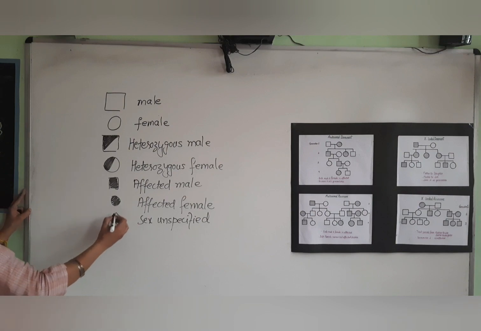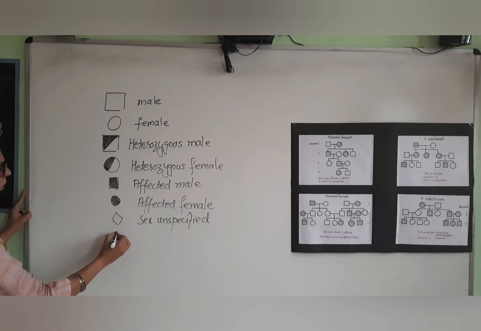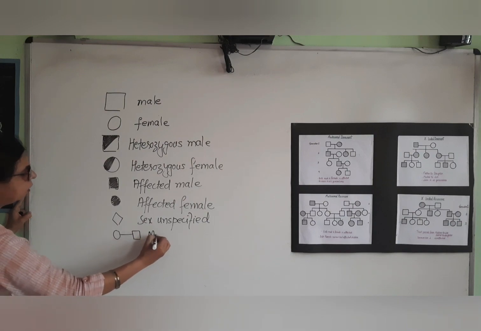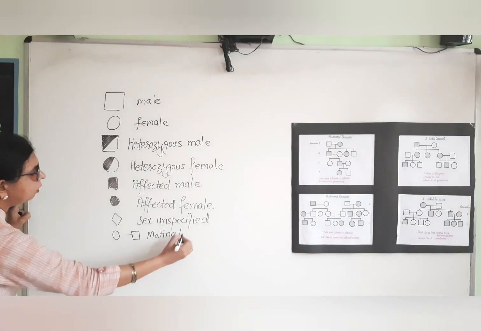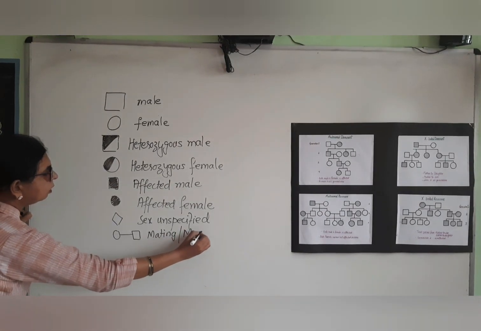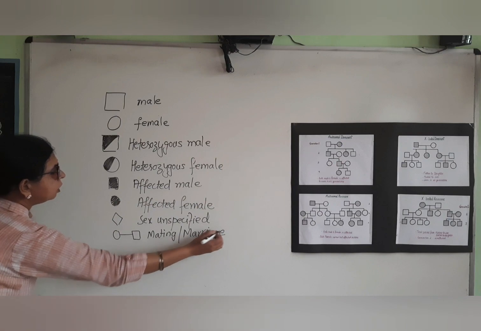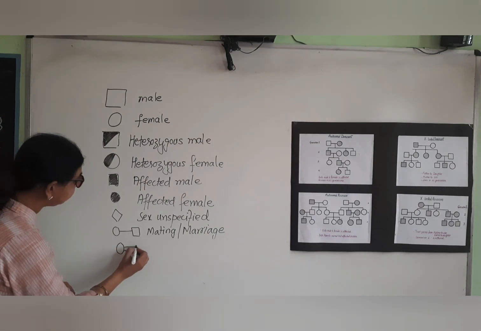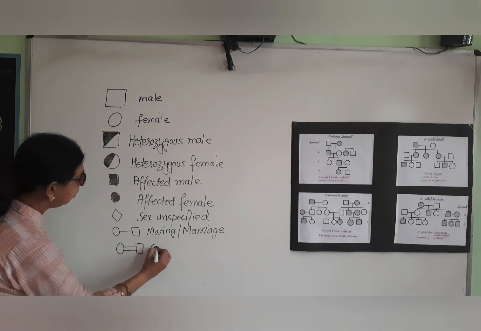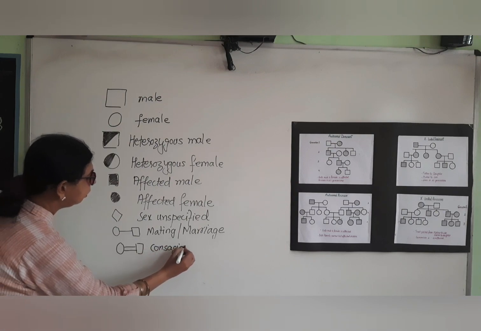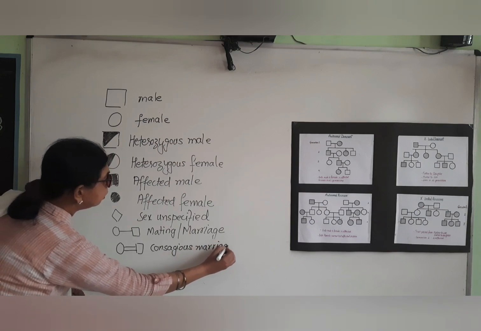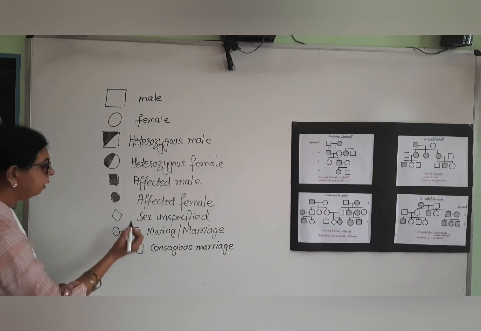In order to show the marriage or mating, both the symbols of male and female are interlinked. In case of consanguineous marriage, that is marriage within family, both male and female symbols are interlinked by double line.